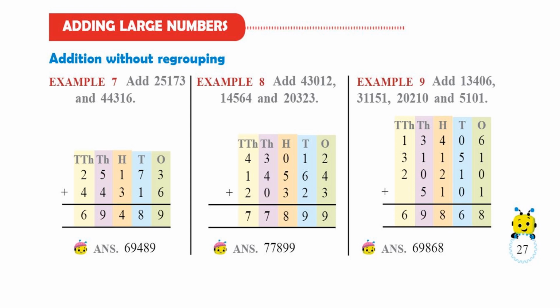Right? Similarly, in example 9, we have to add 13,406, 31,151, 20,210 and 5,101. First you have to write the place values on the top, then you have to write the numbers one below the other in its proper digits place, then you have to start adding from ones place. Right? Got it? Yes. Okay.